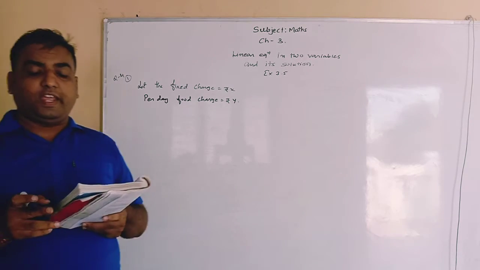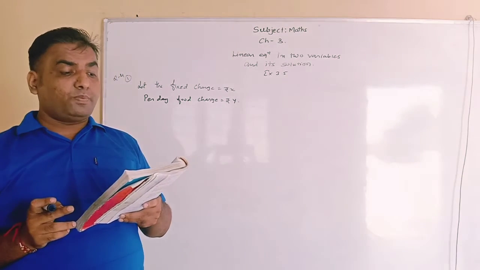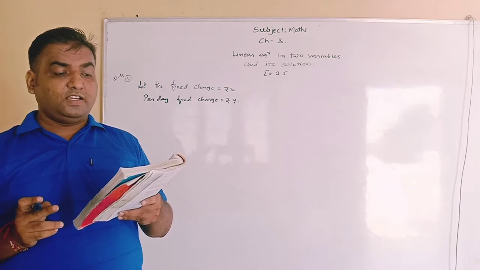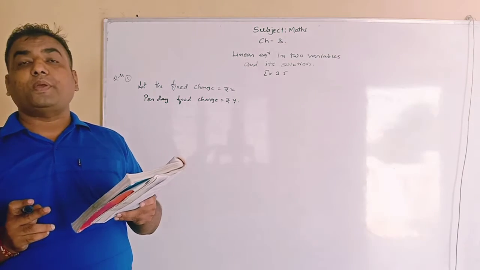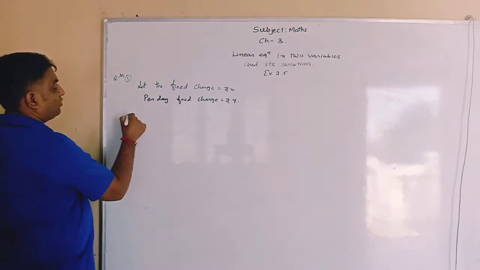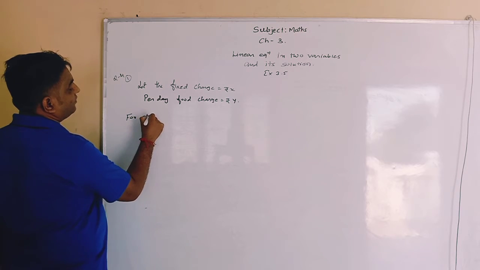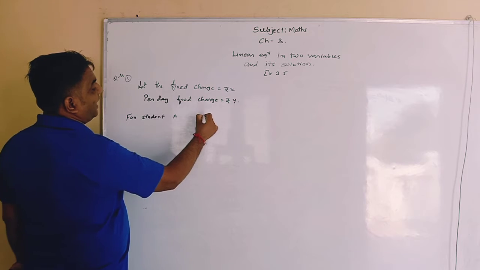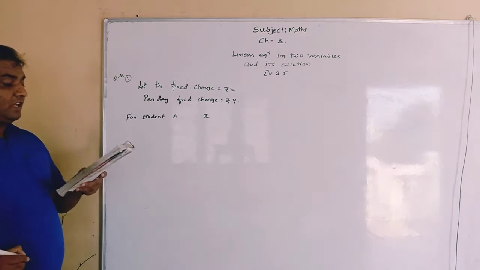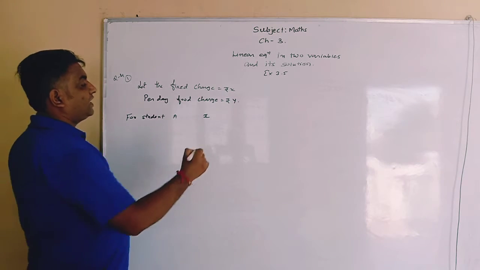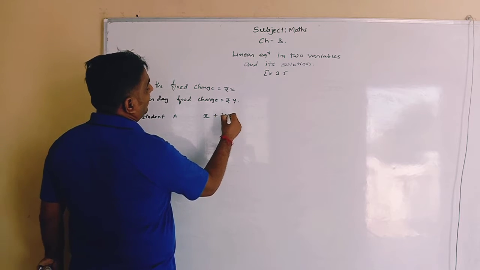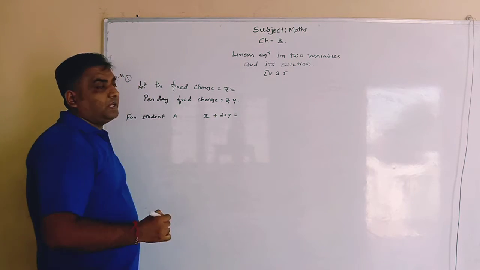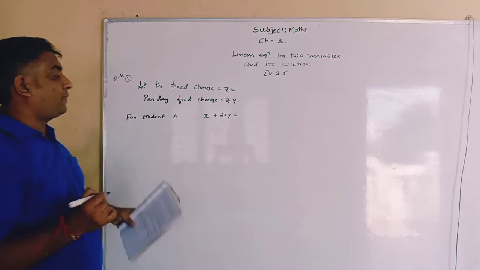Now student A takes food for 20 days. She has to pay rupees 1000. So for student A, the fixed charge is x rupees and the 20 days' food charge means plus 20y. Then the total bill is rupees 1000.